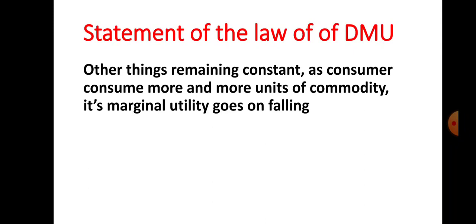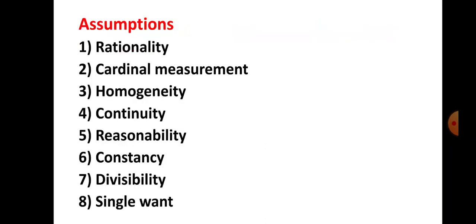Other things remaining constant, as the consumer consumes more and more units of a commodity, its marginal utility goes on falling. Now let us see the assumptions. Here the law is based on certain assumptions or conditions. First one is rationality. The consumer should be rational. He or she aims at maximum satisfaction.